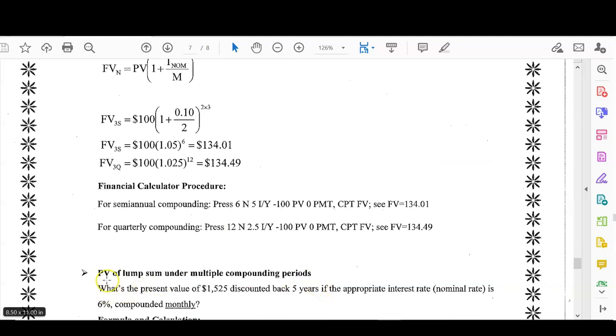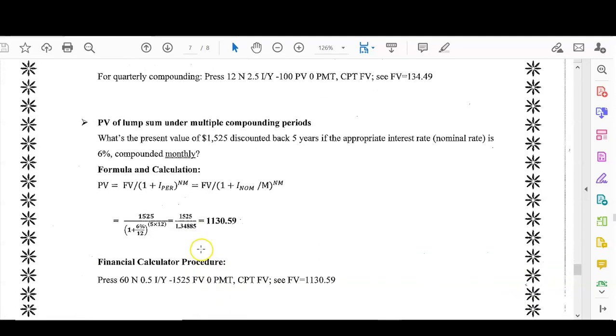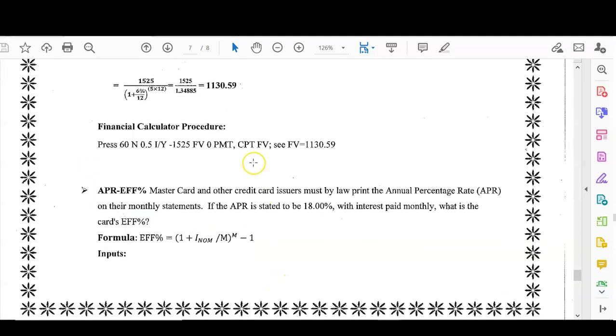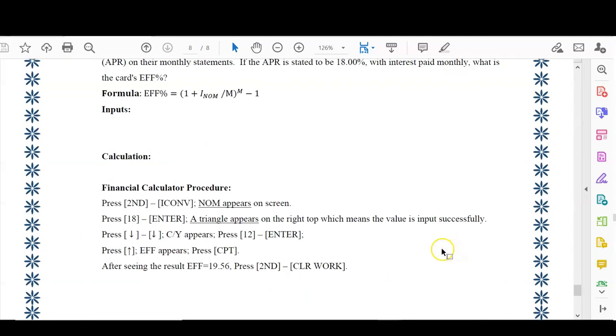We also have an example of present value of lump sum under multiple compounding periods. Again, look at the questions first, try to work it out yourself using a financial calculator or formula, and check your work. We also have an example of how to calculate effective annual rate from APR, using calculator and formula.